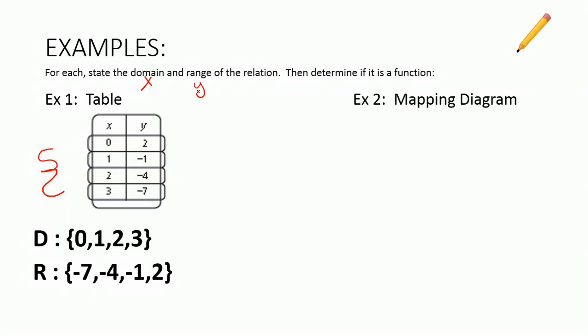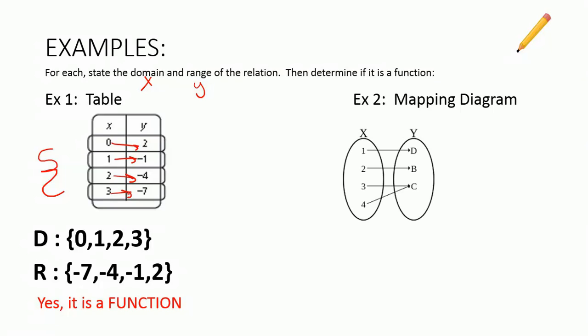Now, is this a function? What you need to ask yourself is, does each x go to only one y? Well, this x just goes to one y. This x just goes to one y. That one does, and that one does as well. Yes, this is a function. Each x only has one y attached to it.